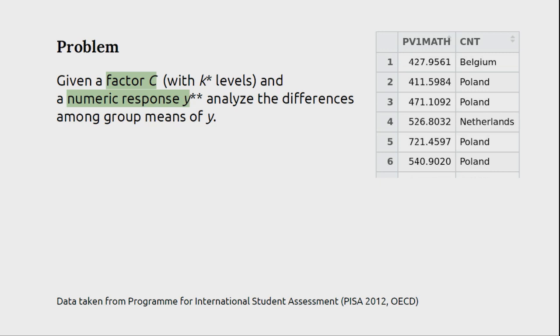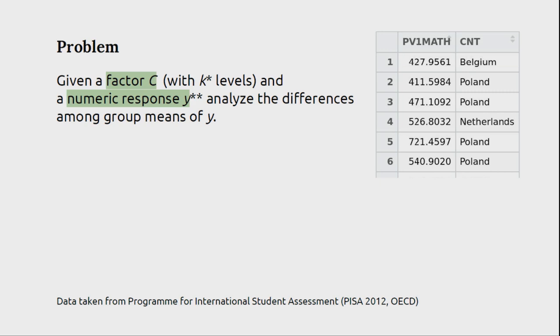So probably you may be familiar with some algorithms that help you to understand the relationship between the response variable and factor variable. So I'll just give you an example of why we're so troubled about them. Suppose you have a factor called C with k levels and a numeric response y. And in this example, we'll work with data from the Program for International Student Assessment. We'll analyze students' performance in math in 3 European countries, Poland, Netherlands, and Belgium.